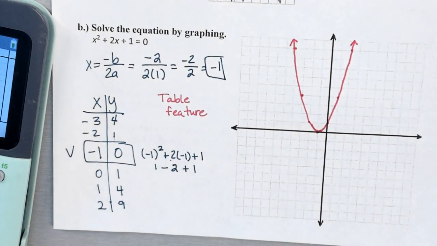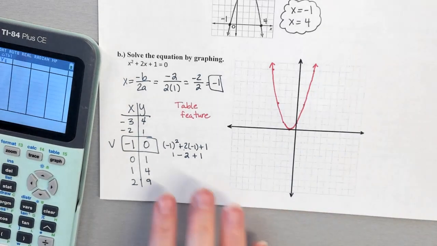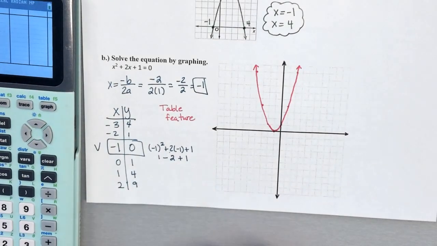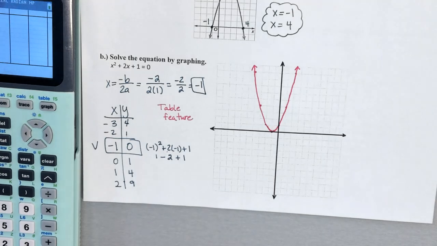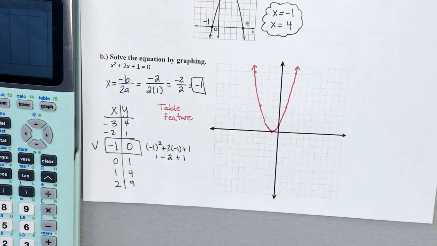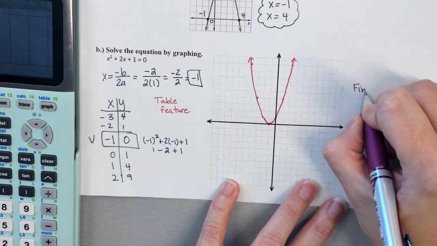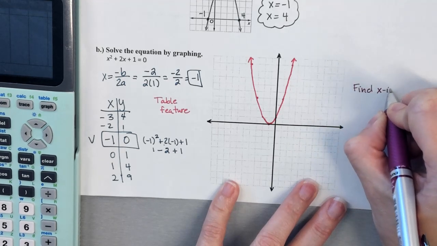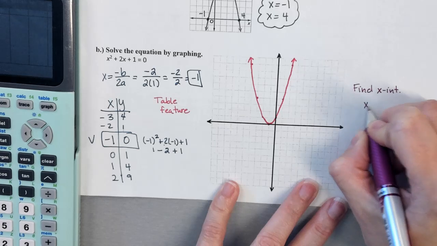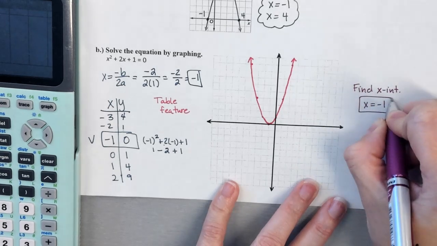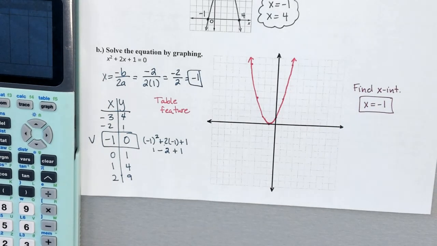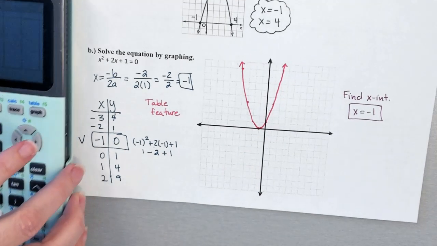Okay, and it does say to solve the equation by graphing. So just like we did in example 1a, you are going to find the x-intercept. Okay, and then, Sarish, when you have it, will you tell me what your x-intercept is? Great. Okay, so your x-intercept is going to be your final answer.